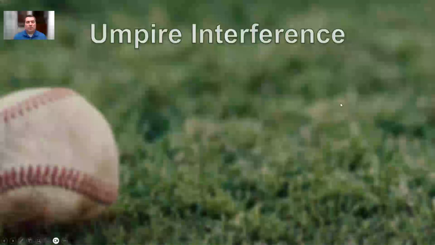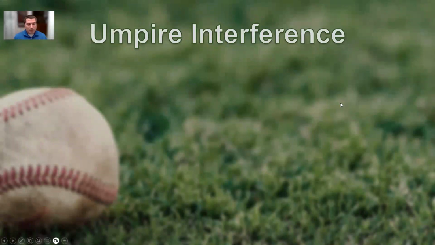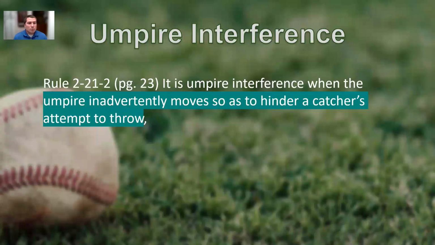So that way we could hopefully get more of these plays right. So here we go. This is Rule 2, 221.2 specifically, page 22, that defines umpire interference. And this is actually quoted for you, so I'm not going to turn to my rule book just yet. It says, it is umpire interference when, and there's three ways.